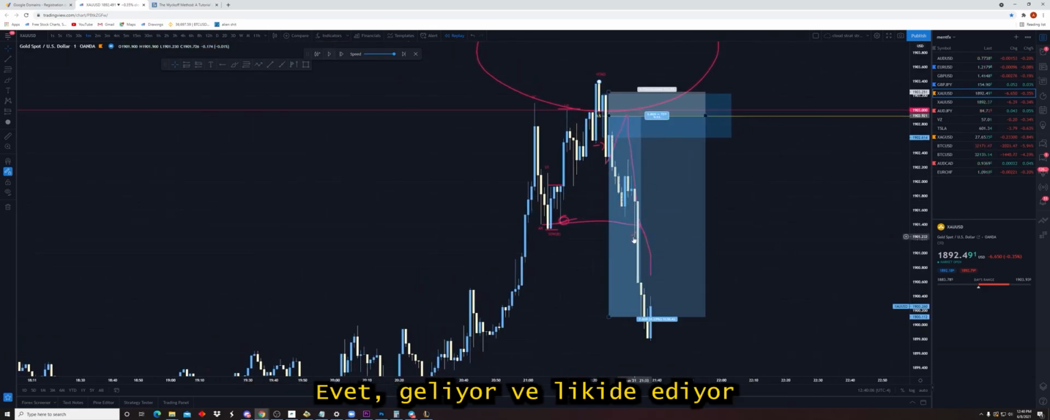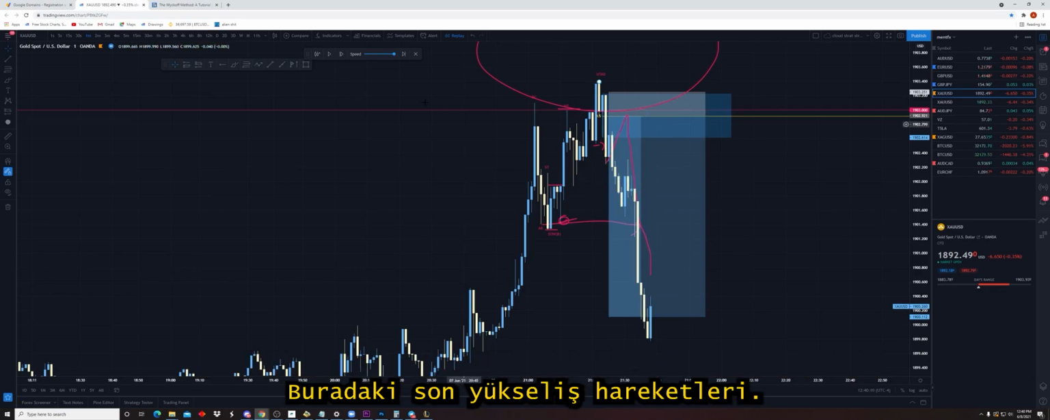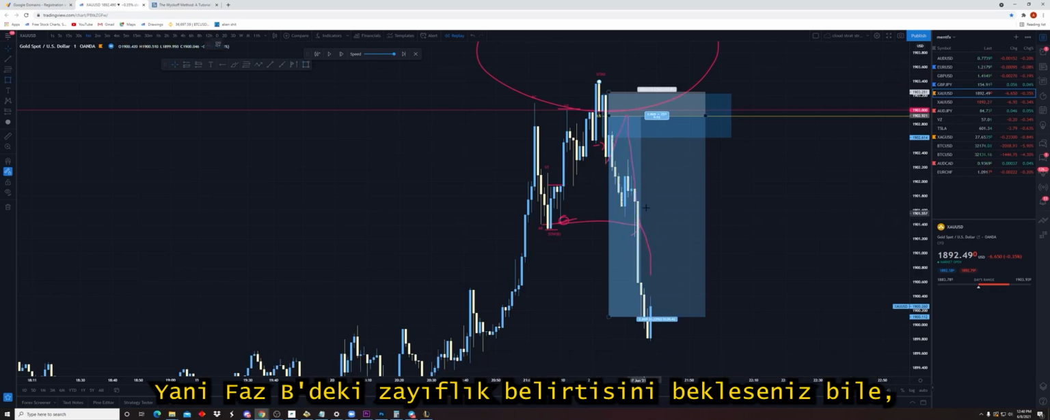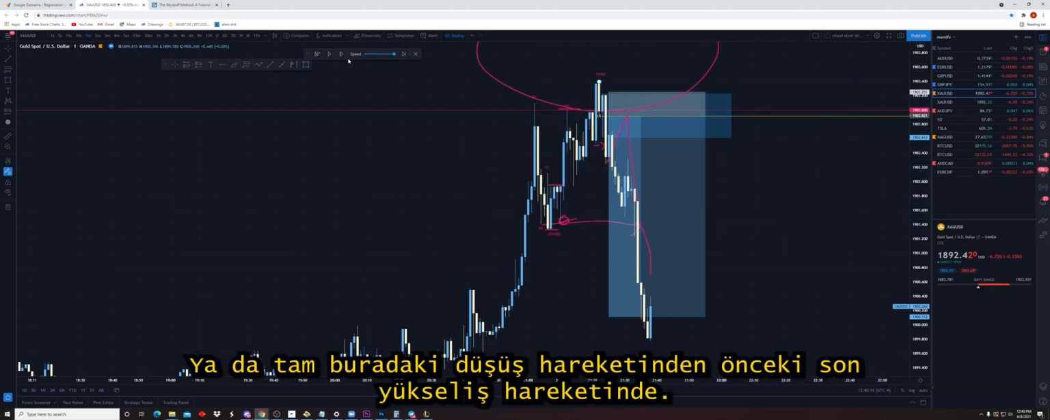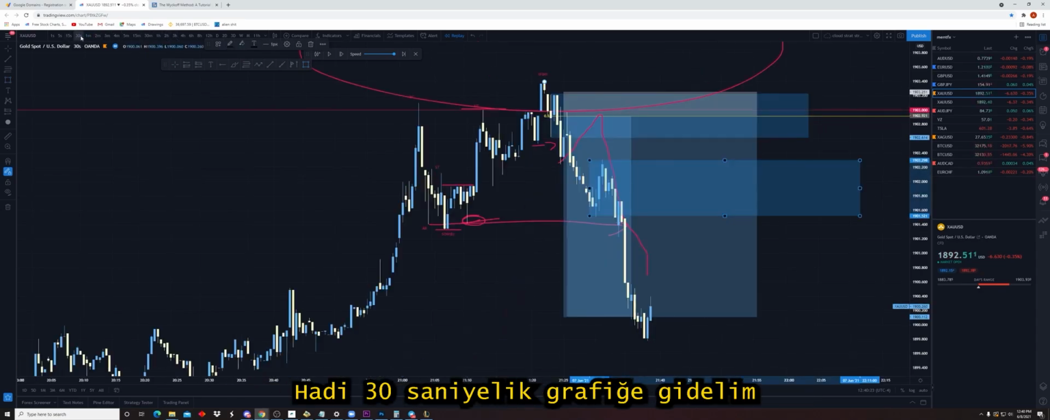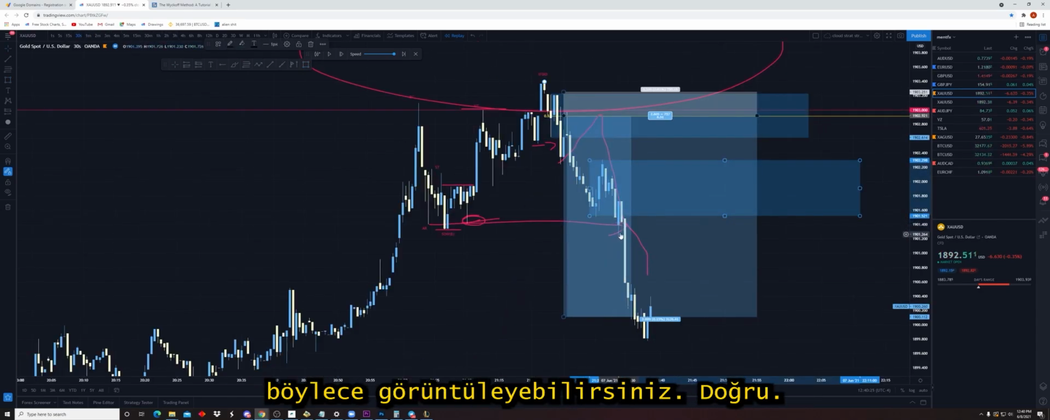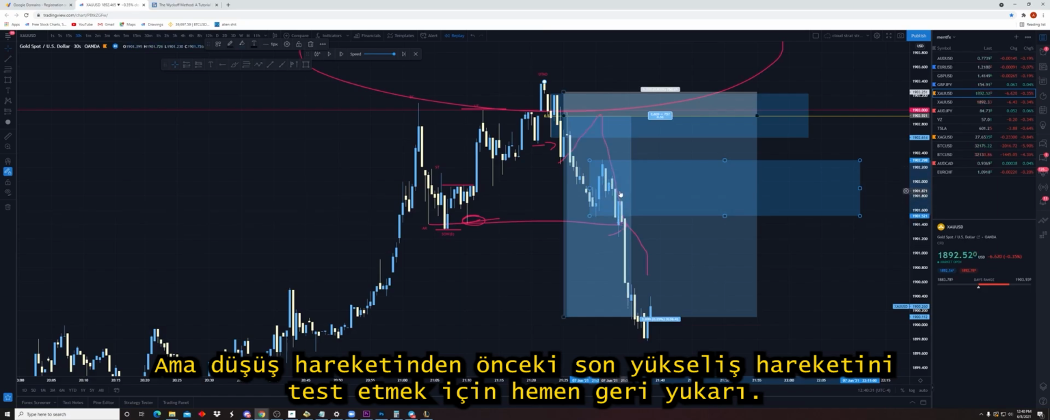Yes, it comes and liquidates the sign of weakness in phase B and then pushes back up to test the last up moves here. So even if you waited for the sign of weakness in phase B, you might have had an opportunity to get in on the MentFX block here, or on the last up move before the down move right here, right? Because that got tested right there. If you think about it, let's go to a 30 seconds so you can view it, right? Liquidation, showing you confirmation of the sign of weakness move, but right back up to test the last up move before the down move, and then it bleeds lower.